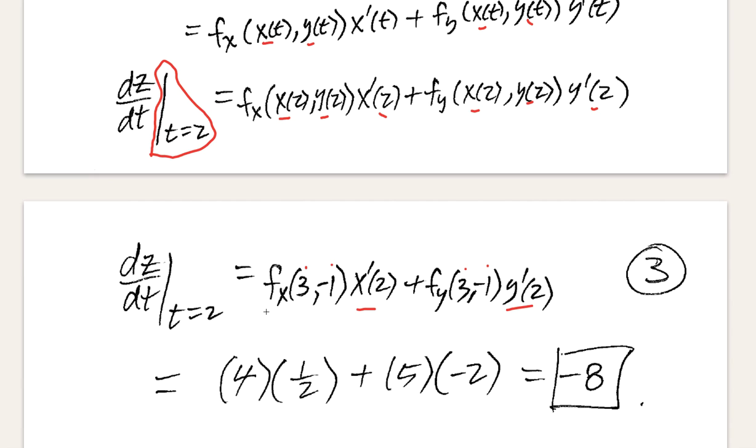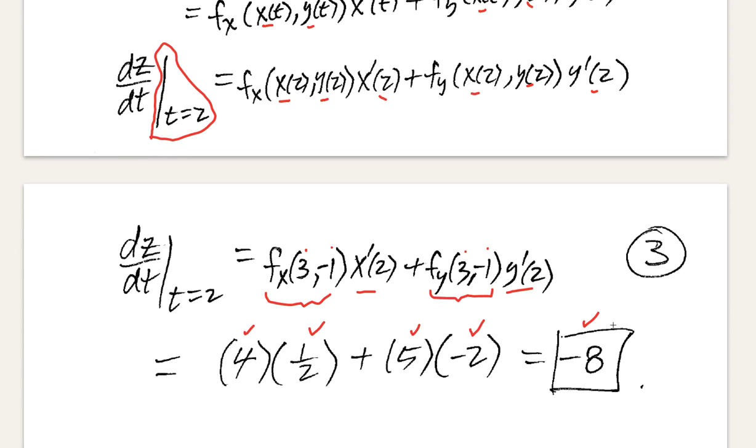But wait, remember above I gave you those values. I said f sub x at 3, negative 1 is 4. x prime at 2 is a half. f sub y at 3, negative 1 is 5. And y prime at 2 is negative 2. So I just put in those numbers and add them all together, and I ended up getting negative 8 for my final answer.